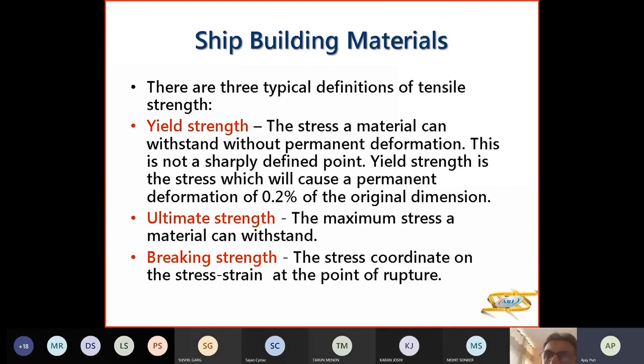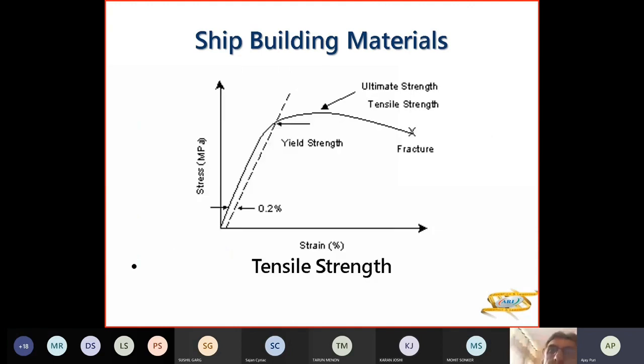Your ultimate strength is the maximum stress a material can withstand, and breaking strength is the stress coordinate at which the material will rupture or fail. So this 2% deformation is the yield strength here. Ultimate strength will come here, and the break point of the fracture is where it breaks. So these are the various definitions of yield strength, ultimate strength, and fracture.